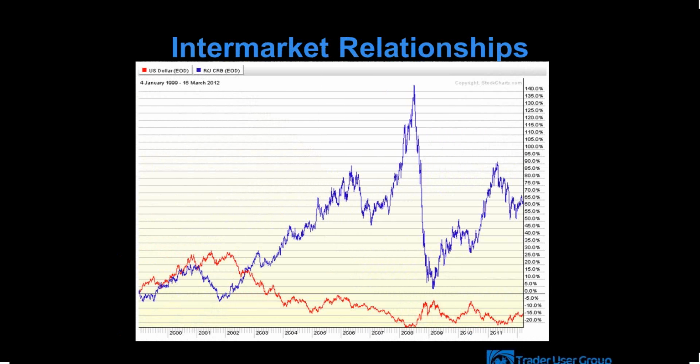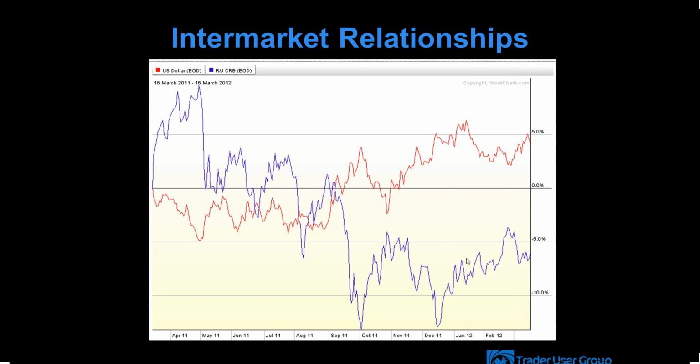Okay. Now, a couple of other quick things I did this morning, but I'm going to include them here. Intermarket relationships, U.S. dollar. Generally, when the dollar goes down, commodities go up. There's a really strong link between the dollar, interest rates, and the equity markets. So you can see right here as the U.S. dollar goes up, the CRB, which is kind of a commodity index, goes down.